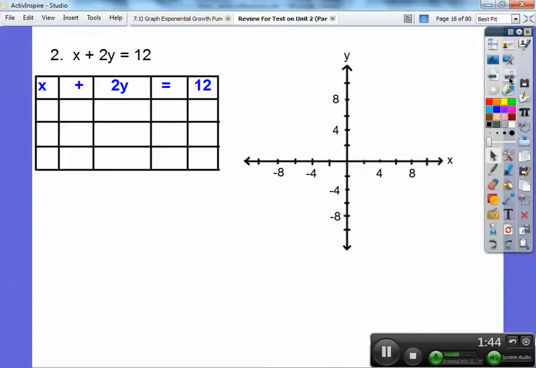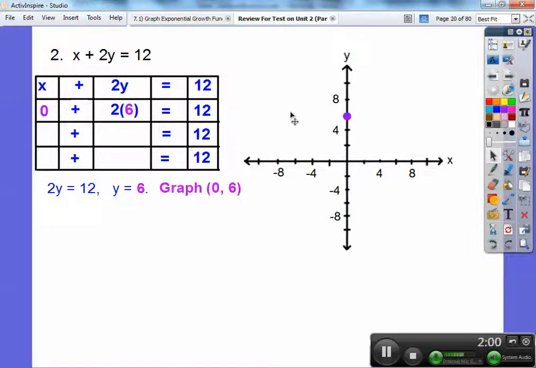Here, x plus 2y equals 12. So I'm just adding a number plus twice a number equals 12. What did I choose here? I chose 0. So 0 plus 2 times what number equals 12? 2 times 6. So we'll graph 0, 6. There it is right there. Remember, these tick marks go by twos, all right?